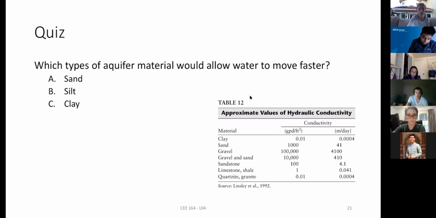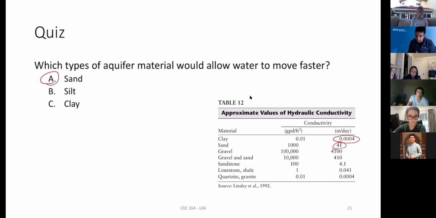As you see, as I said, silt is smaller than sand, so you have to think of which one moves faster. Clay, you know that clay distance is this much. It moves very, very slowly. Sand is 41. So obviously between sand and clay, you have to choose sand.